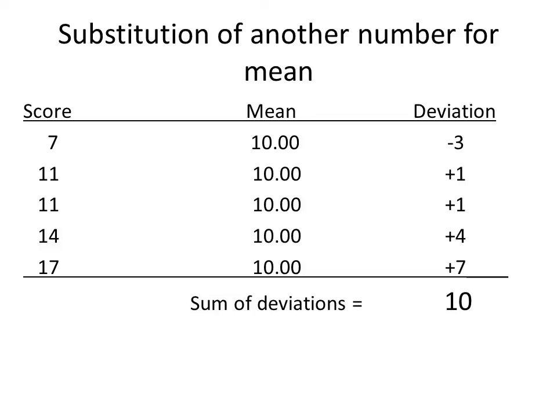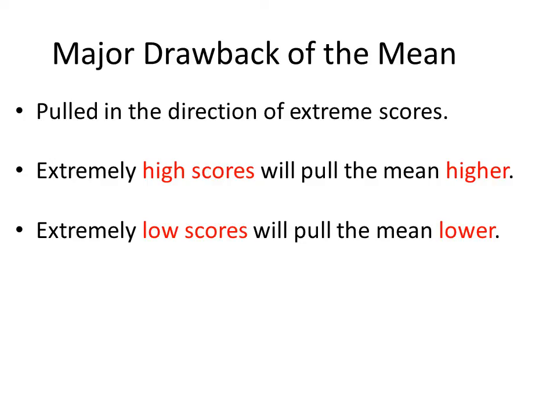So saying the mean equals 12.00 is a shorthand way of saying the value around which the deviations sum to 0 is 12. Now, one of the largest drawbacks of the mean is that it is pulled in the direction of extreme scores. So extremely high scores will pull the mean higher, and extremely low scores will pull the mean lower. It will pull it down.